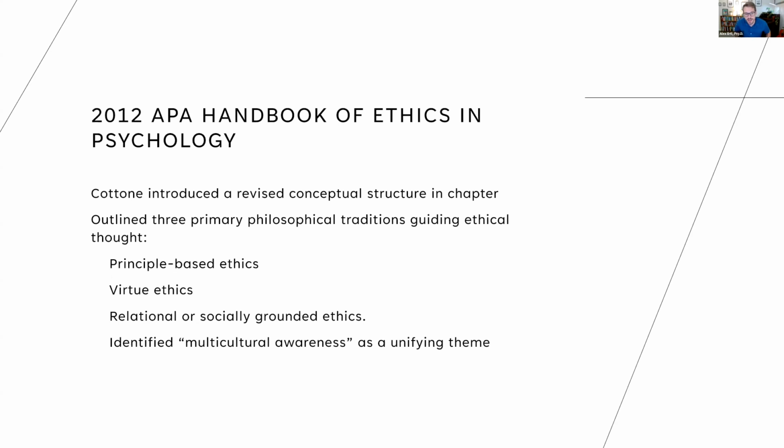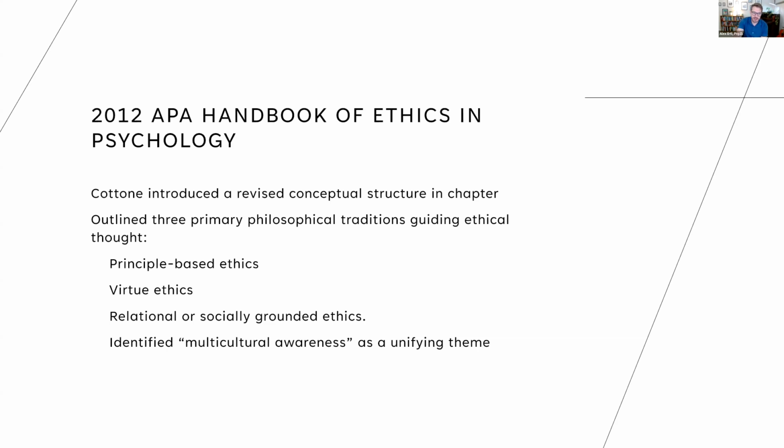This is a very brief history. In 2012, in the APA Handbook of Ethics and Psychology, Knapp introduced a revised conceptual structure in a chapter in this book, and they outline three primarily philosophical traditions guiding ethical thought. So basically saying, if we look at what the underpinnings of ethical thinking are, we can see three different camps here: one being principle-based ethics, one being virtue-based ethics, and one being relational or socially grounded ethics. They also identified multicultural awareness as a unifying theme. So not as its own camp of thinking, but something that needs to be infused throughout the entire process.